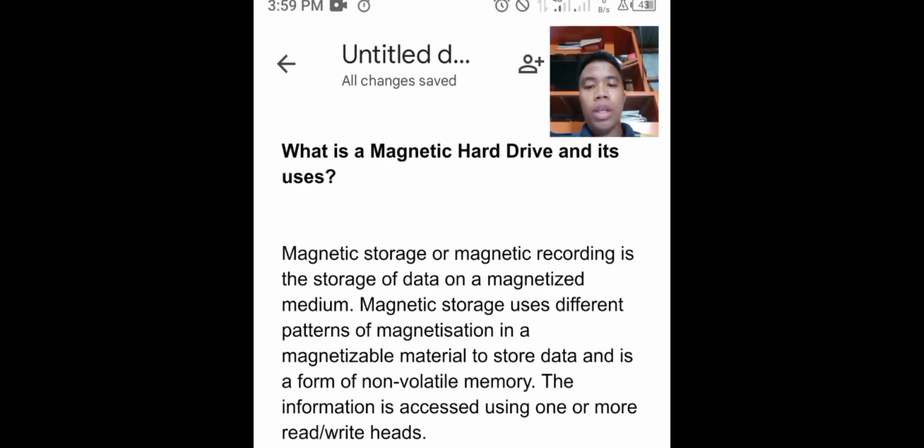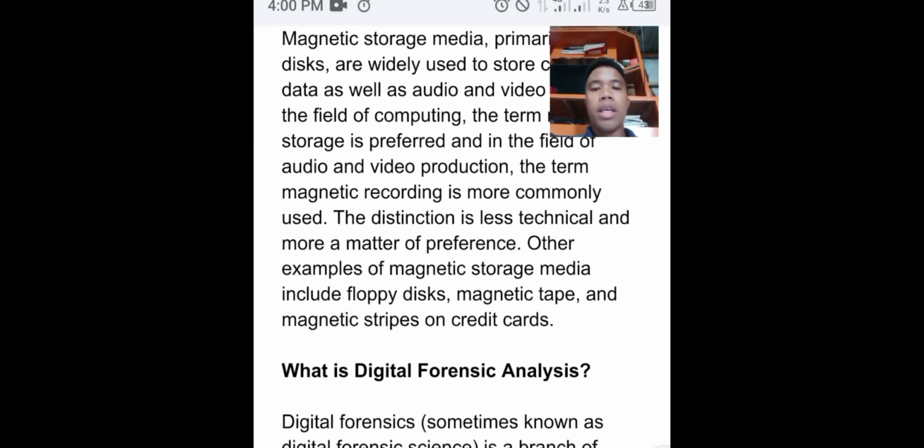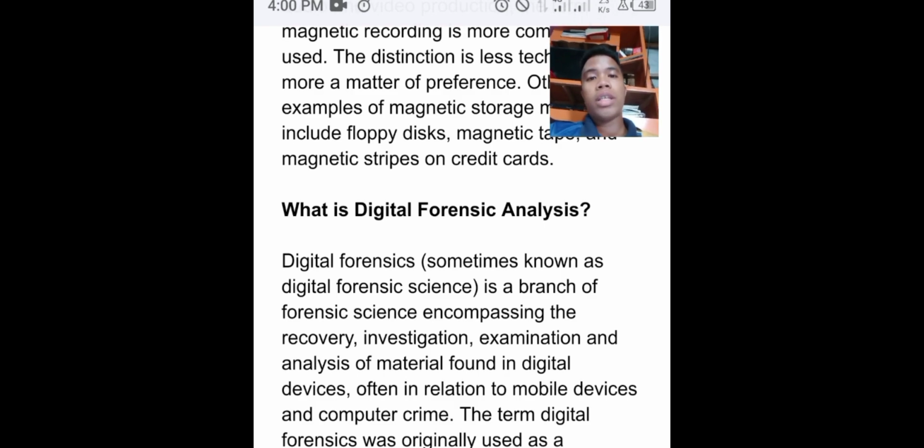In the field of computing, the term magnetic storage is preferred, and in the field of audio and video production, the term magnetic recording is more commonly used. The distinction is less technical and more a matter of preference. Other examples of magnetic storage media include floppy disks, magnetic tape, and magnetic stripes on credit cards. So next is, what is digital forensic analysis?